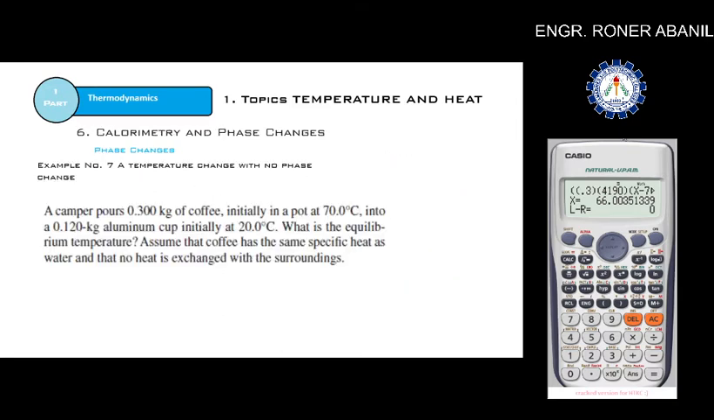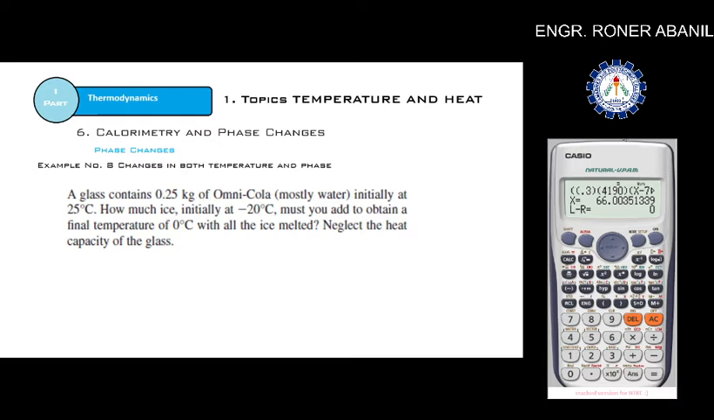Okay, example number 8. In example number 8, a glass contains 0.25 kilogram of Omnicola, so mostly water din to, no? Initially at 25 degrees. How much ice initially at negative 20 degrees must you add to obtain a final temperature of 0 with all the ice melted?